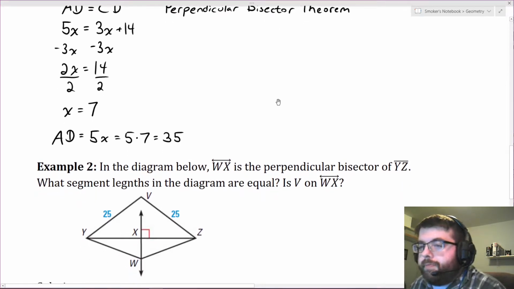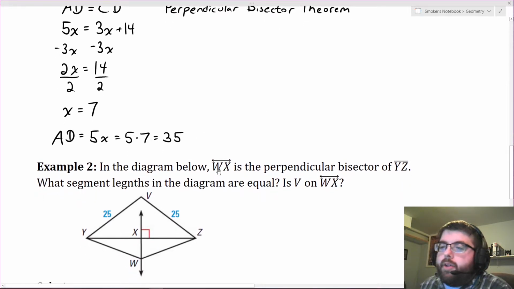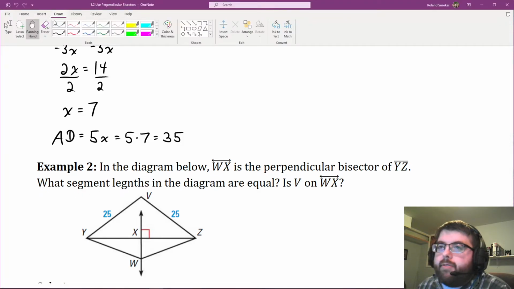Example 2, in the diagram below, WX is a perpendicular bisector of YZ. Again, they're not going to label everything, but by saying the word perpendicular bisector, we know that YX is equal to ZX and a bunch of other stuff. Maybe some of that stuff doesn't come into play, but just be aware that that is true.